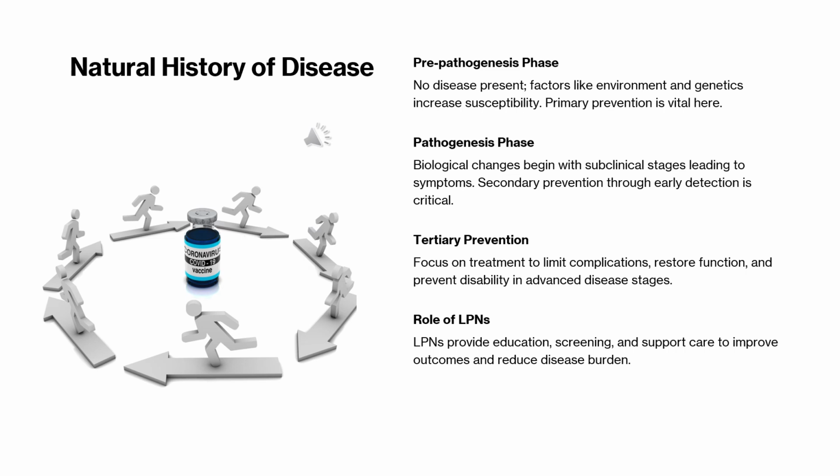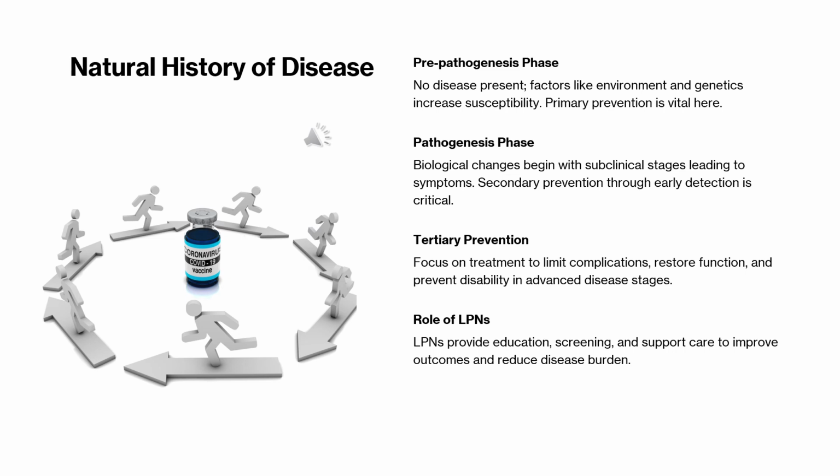The natural history of disease describes the progression of a disease process over time, before, during, and after clinical signs and symptoms appear, without medical intervention. Understanding this model helps LPNs recognize risk factors, identify early warning signs, and apply appropriate levels of prevention.